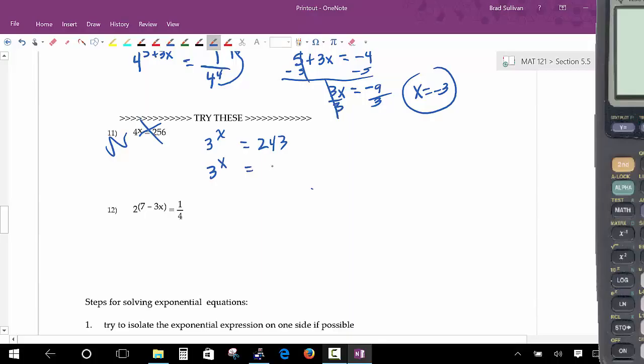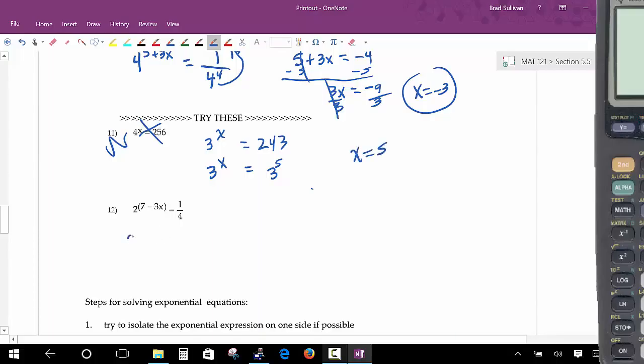Did you figure out number 11? 5, okay. 3 to the 5th is 243. That one you can play with your calculator a little bit on. And again, since the bases are the same, so are the exponents. So that one would be x equals 5, okay.